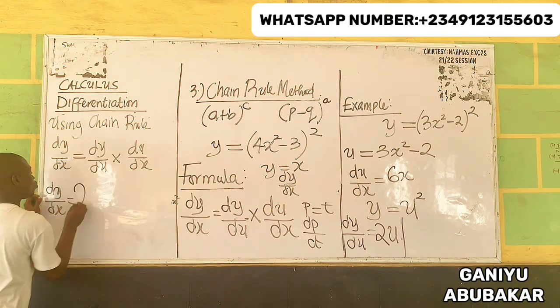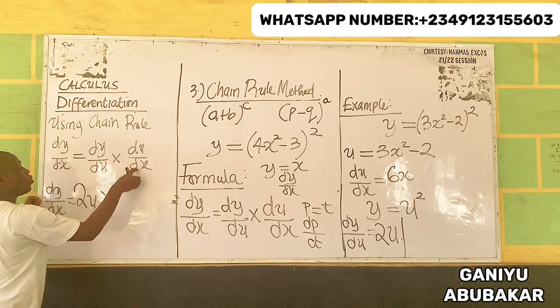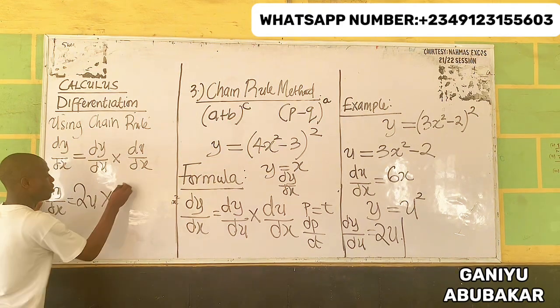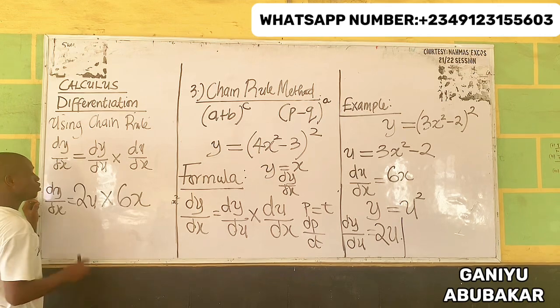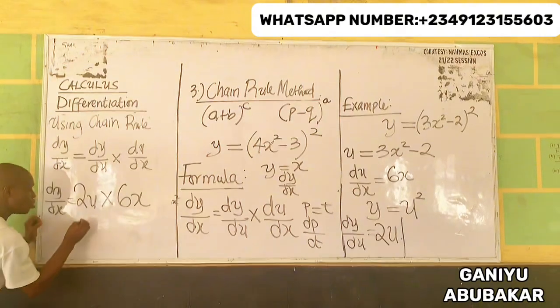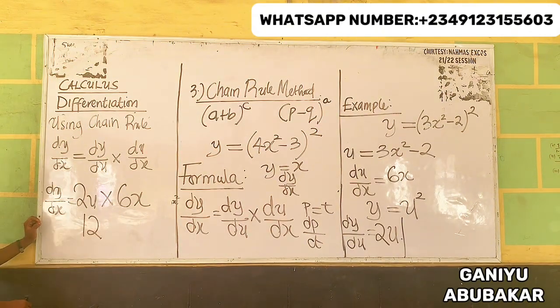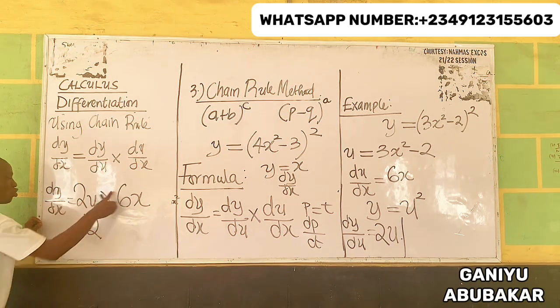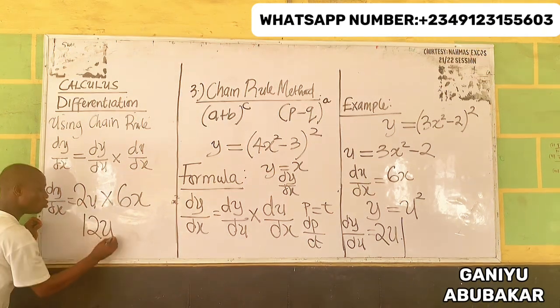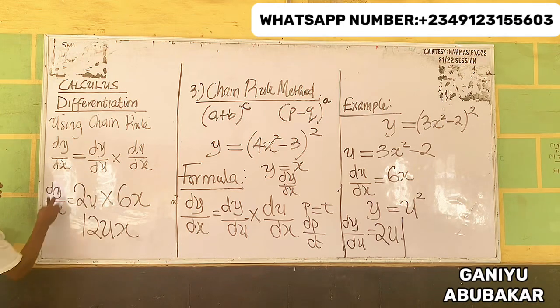So I have 2u times what is du over dx? 6x. 2 times 6 is 12. Am I correct? I have 12, then I have u, and I have x. So I have dy over dx as this.